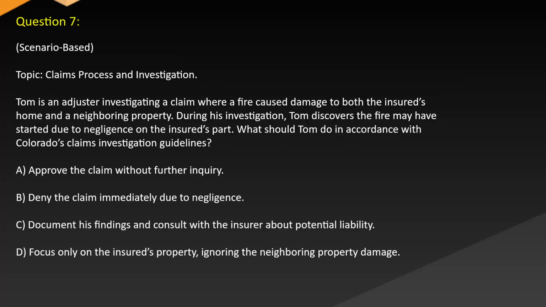Question 7. Scenario-based. Topic: Claims process and investigation. Tom is an adjuster investigating a claim where a fire caused damage to both the insured's home and a neighboring property. During his investigation, Tom discovers the fire may have started due to negligence on the insured's part. What should Tom do in accordance with Colorado's claims investigation guidelines? A. Approve the claim without further inquiry. B. Deny the claim immediately due to negligence. C. Document his findings and consult with the insurer about potential liability. D. Focus only on the insured's property, ignoring the neighboring property damage.